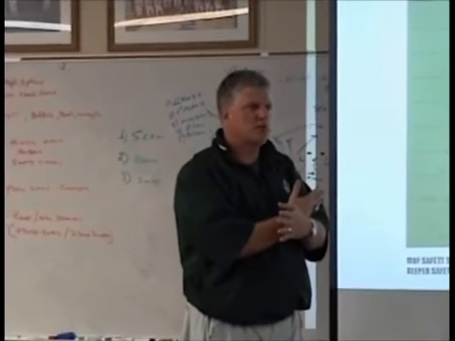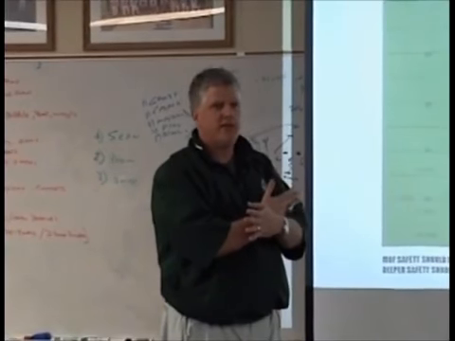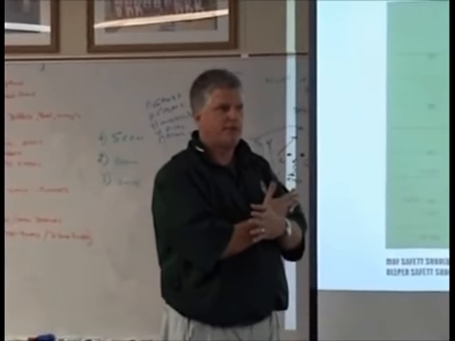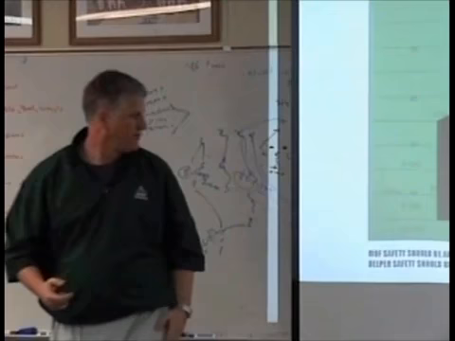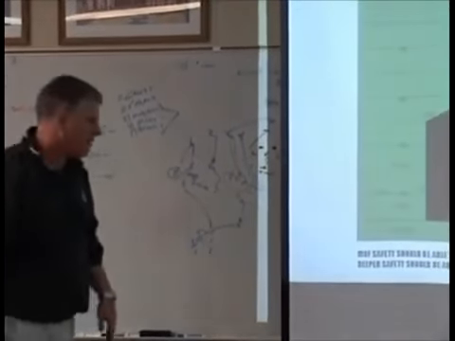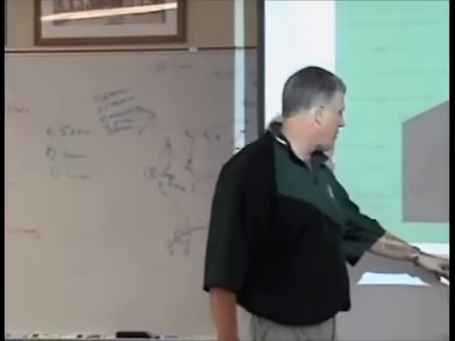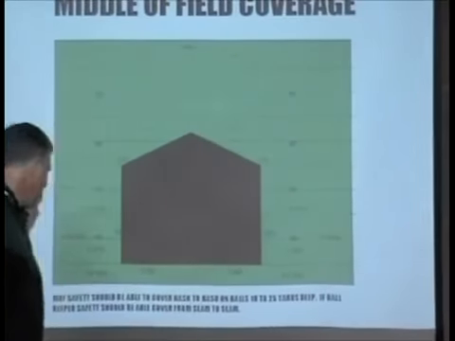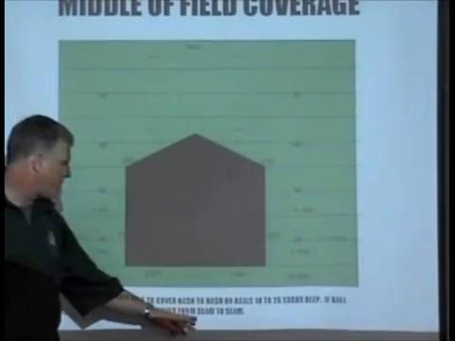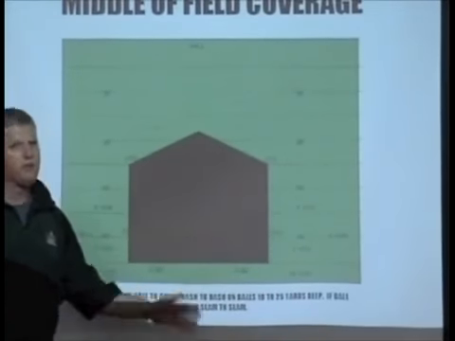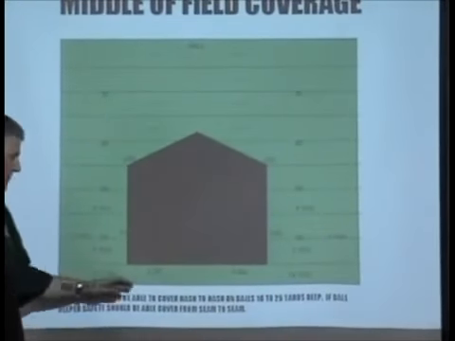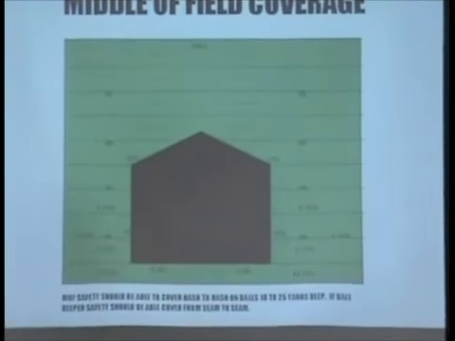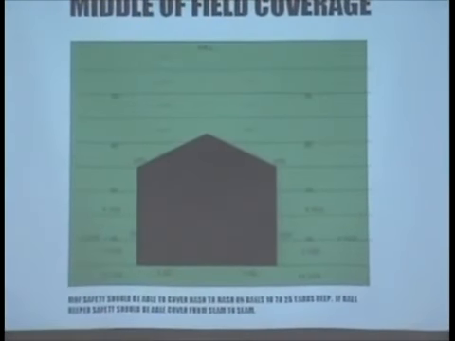Right? The ball goes 40 yards down the field, the ball breaking, it should be a pick. The middle field safety should be able to recover hash to hash when a ball is 18 to 25 yards deep. If the ball's deeper, the safety should be able to cover from seam to seam. And then we talk about over 40: if it's over 40 yards, we expect to go numbers to numbers. Okay?